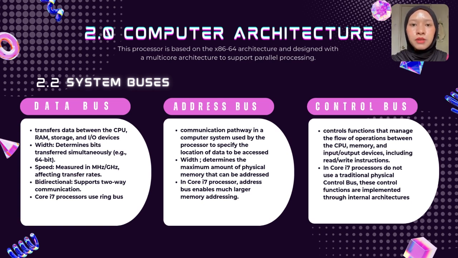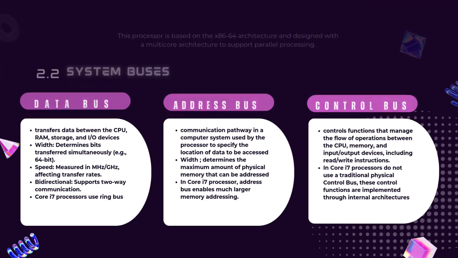Last, the control bus. The control bus manages operations like read or write, reset, interrupt, and clock between the CPU, memory, and input/output. There is no physical path, which uses a ring path and IMC. It synchronizes with the data or address path for the fetch, decode, execute cycle, boosting multi-core, cache, and multitasking performance.